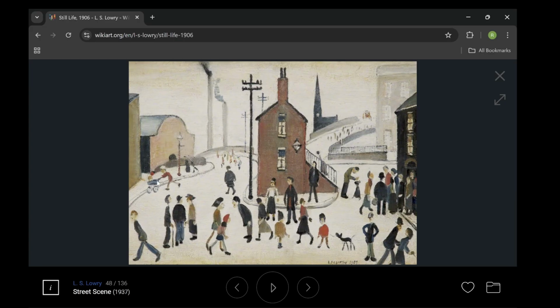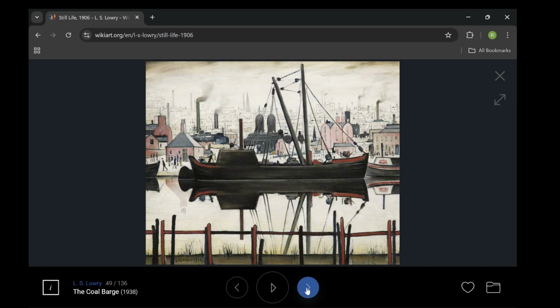Look, a little baby in the pram, and some more verticals and black churches. What is it with the black churches? Very interesting. A coal barge, 1938. So we've got the canals and the reflections beautifully done, isn't it?